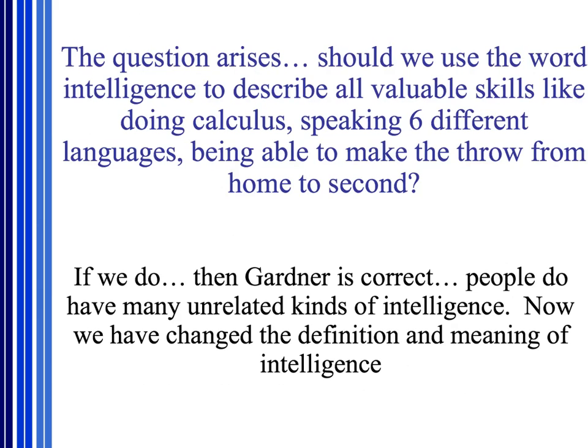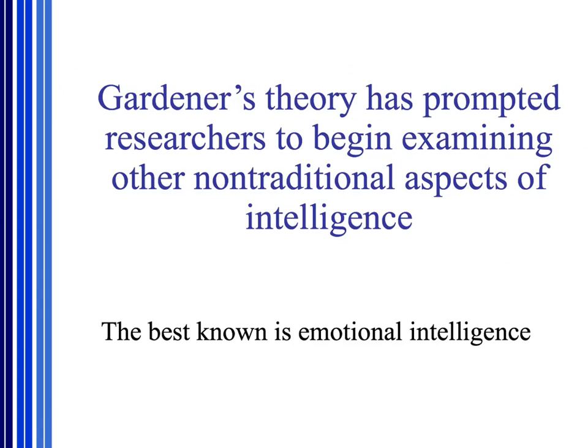So the question arises, should we use the word intelligence to describe all valuable skills, like doing calculus, speaking 6 different languages, being able to make the throw from home to second? If we do, then Gardner is correct. People do have many unrelated kinds of intelligences. Now we have changed the definition and meaning of intelligence itself. Gardner's theory has prompted researchers to begin examining other non-traditional aspects of intelligence.